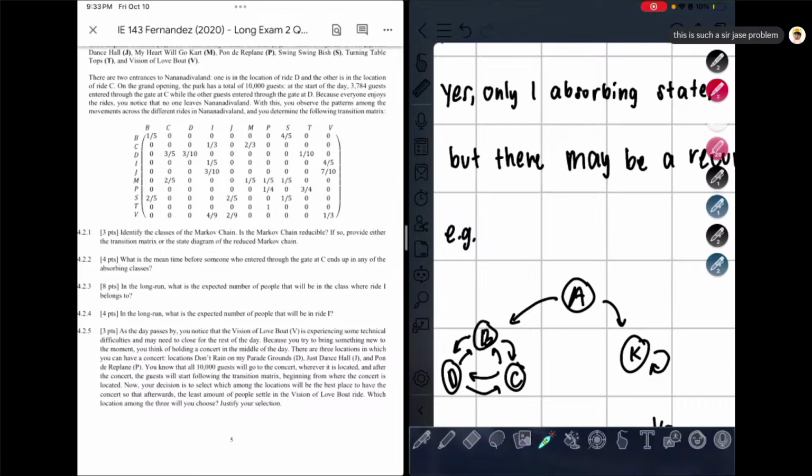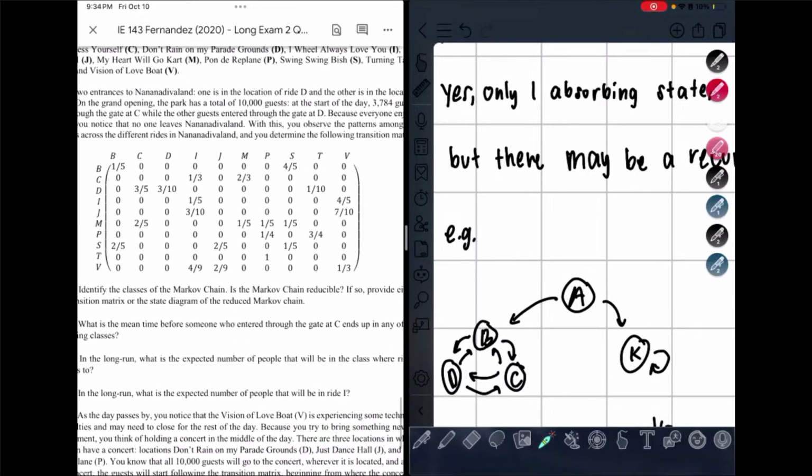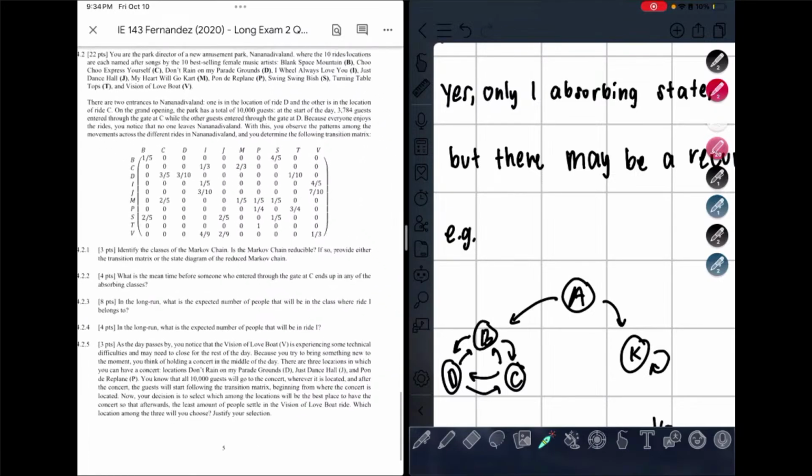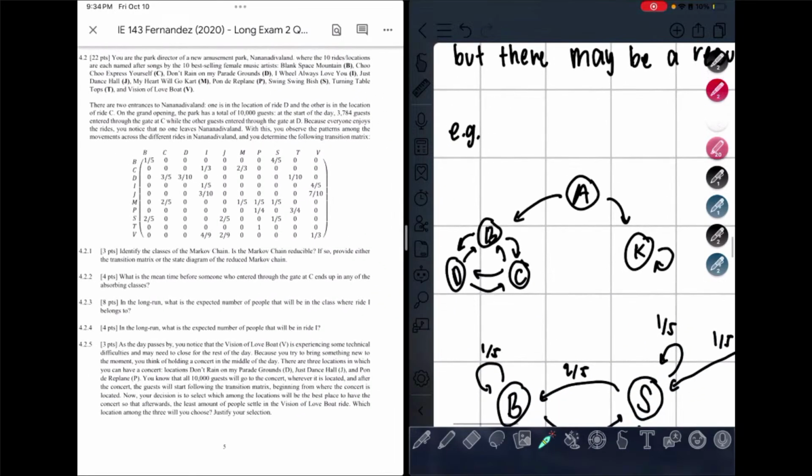On the grand opening, the park has 10,000 guests. At the start of the day, 3784 guests enter through gate C. Everybody else enters through gate D. Because everyone enjoys the ride so much, you notice that no one leaves the amusement park. With this, you observe the patterns among the movements across different rides and you determine the following transition matrix, which is this. So it's quite intimidating because it's 10 by 10. But this is really just tedious once we get to it.